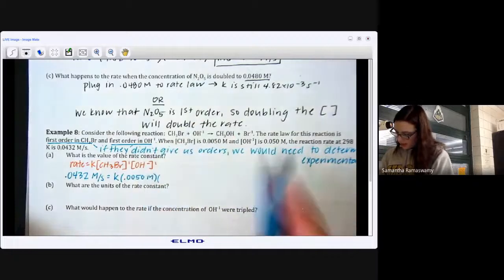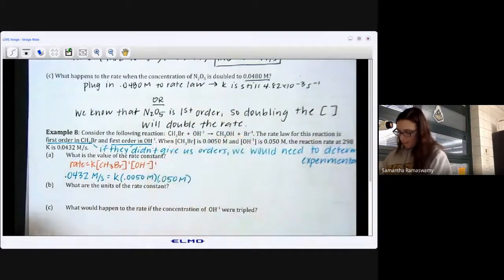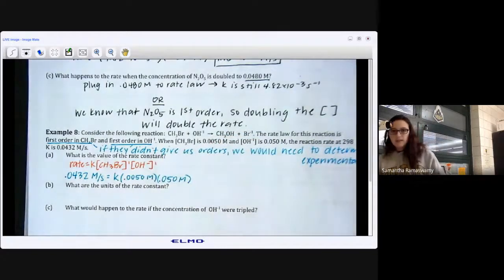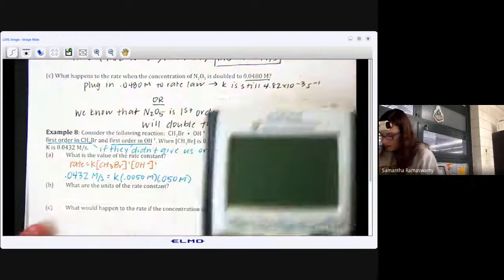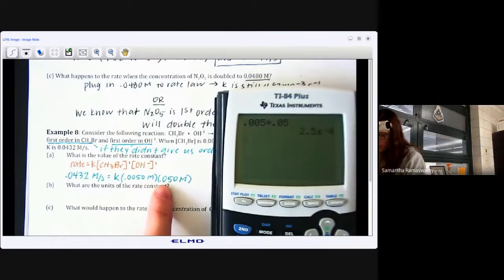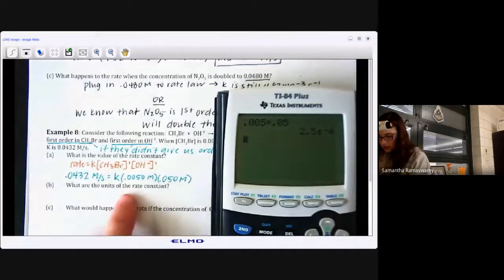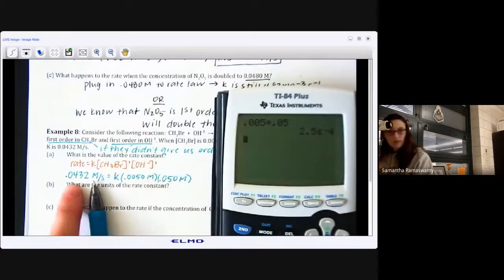Concentration of OH minus is 0.05 molar. We need to solve for K. So I'm going to start by multiplying 0.005 times 0.05. That's 2.5 times 10 to the negative fourth. So to get K by itself, I need to divide this over.